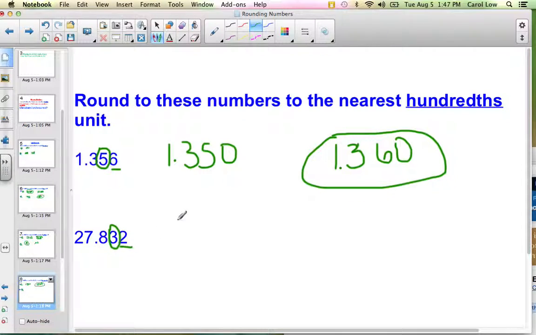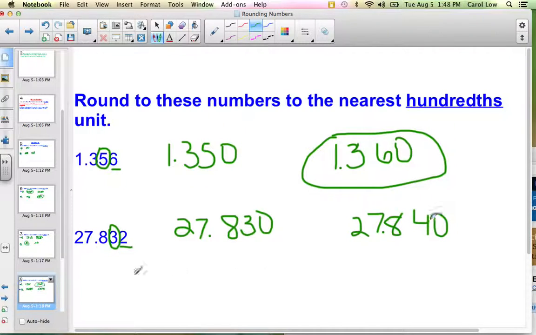This one I'm underlining the 2, and our options are 27 and 830 thousandths, or 27 and 840 thousandths. So let's think about that one. What would the options be if we're rounding to the nearest hundredths? So we would be 27.830 or 27.840. And we're looking at this. It's less than 5, so you're going to keep that at 3. So it would be 27 and 830 thousandths. All right?